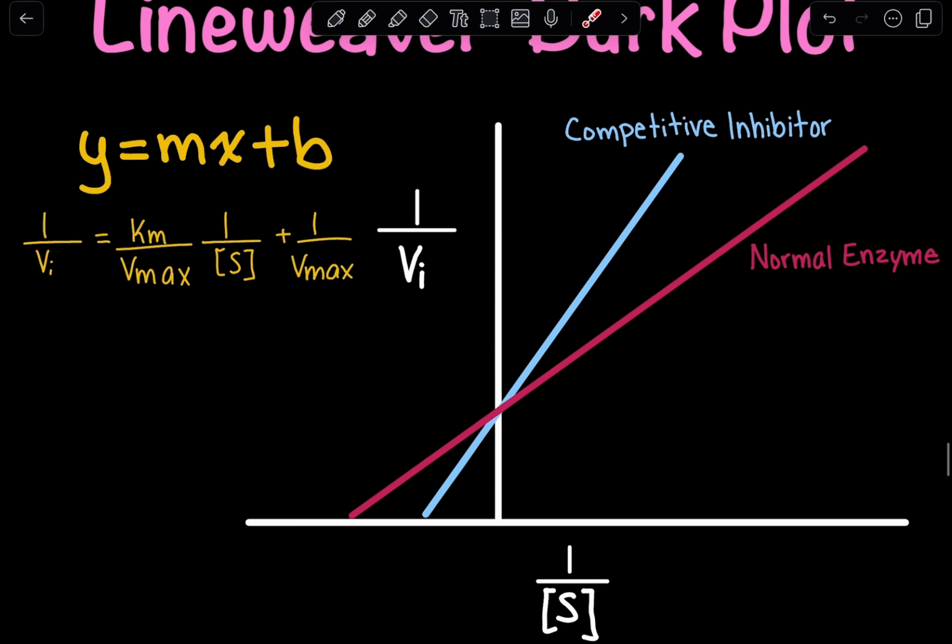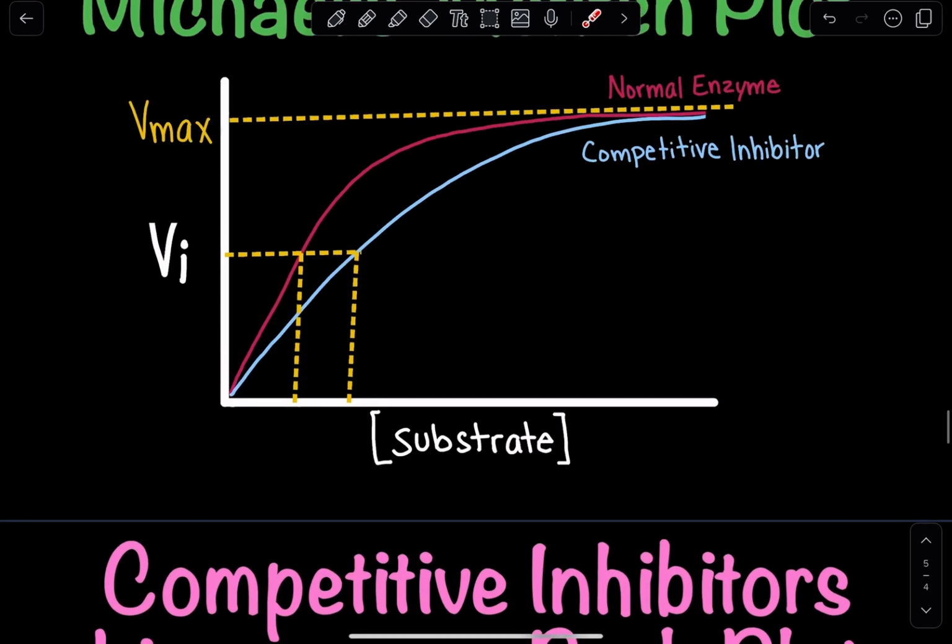We can also note that our slope has increased. Why is our slope increased? Because slope is Km over Vmax. If we are increasing Km and our Vmax stays the same, our overall slope will increase. So in competitive inhibition, we will see a steeper slope compared to when there is no inhibitor present. And remember, our Km is changing. What is Km? Km is our substrate concentration at 1/2 Vmax, and our Km is increasing because we require more substrate to reach our 1/2 Vmax.